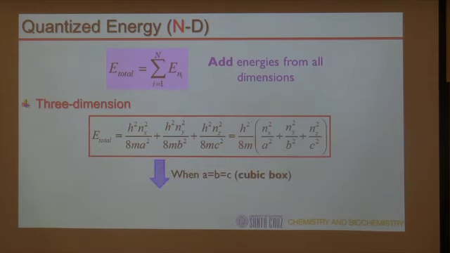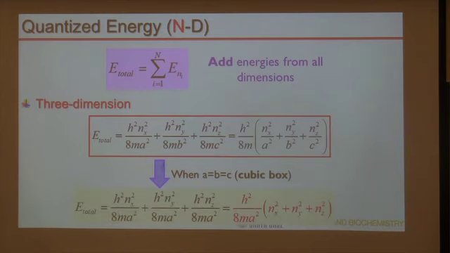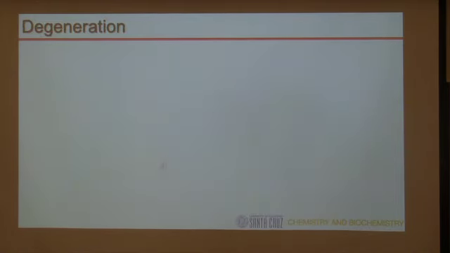One special case is when A equals B equals C. We call this a cubic box. We talk about a cube, A equals B equals C. Then we can simplify this equation to this expression here. It's just math, right? You convert A, B, C to A, and the only different things are those quantum numbers. Clear about that?